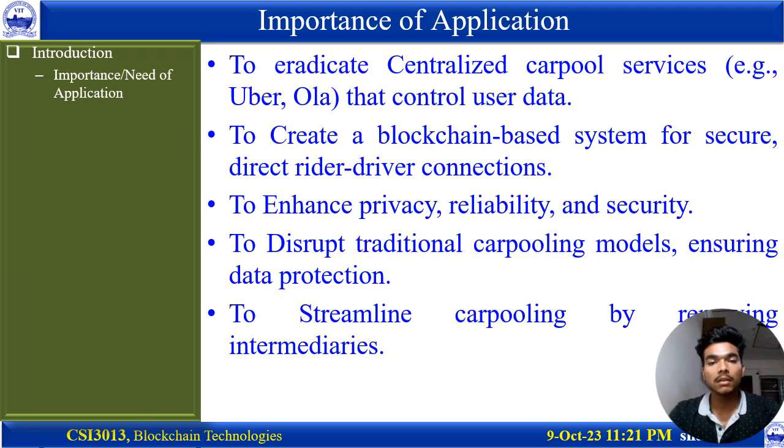So what is the importance of the application we are making? Our aim is to eradicate centralized carpool services that control users' data, by creating a blockchain-based system for secure direct rider-driver connection. Basically, we are creating a connection between a rider and driver directly without including any third-party apps. This enhances privacy, reliability, and security, disrupting traditional carpooling models and ensuring data protection. Our main aim is to protect the data of the user as well as the driver itself, and to streamline carpooling by removing the intermediaries.